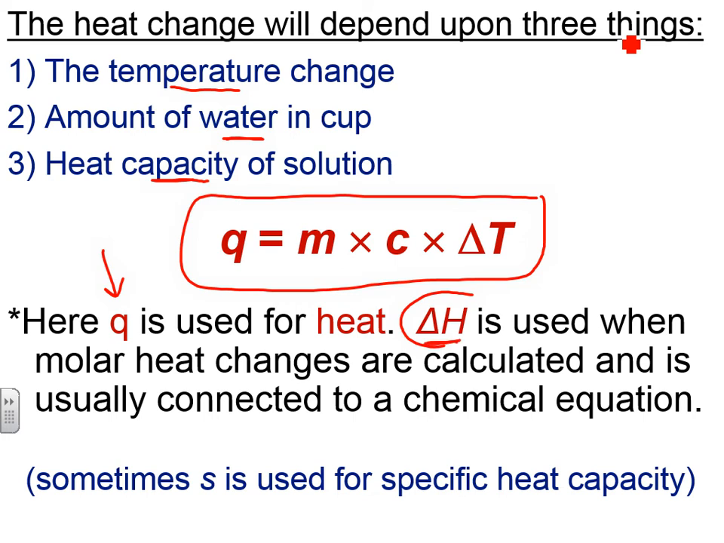Q is before, and delta H is after you're done with it, you can put it at the end of a reaction, if that makes sense. And C is the specific heat. You can also use S for specific heat, but usually we see it as C. Alright, so this equation that we've seen before, we're going to now apply to chemical reactions.